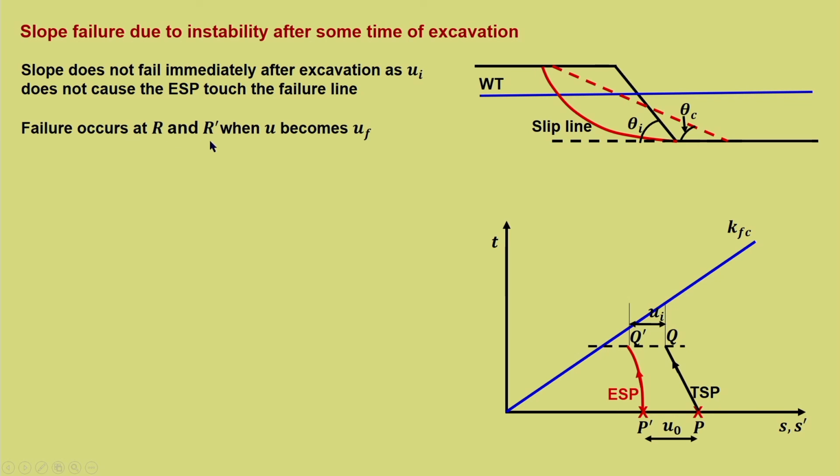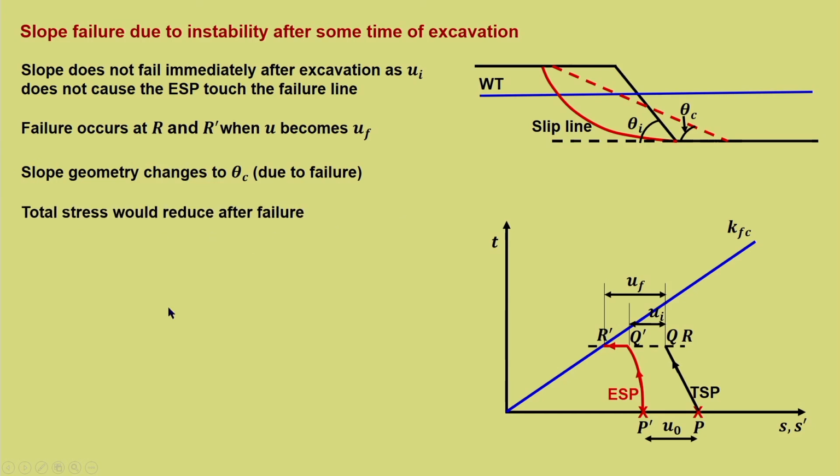Now, U_I has not caused the failure. Failure occurs at R and R dash when U becomes the stable value of U_F. This is the point R, and as the pore water pressure starts increasing, it has not yet reached the final equilibrium value. As the pore water pressure increases, it touches the failure line at R dash, which corresponds to the value U_F. So, U_F is the value which causes the failure at R dash, and then the slope changes its geometry from theta I to theta C due to failure.